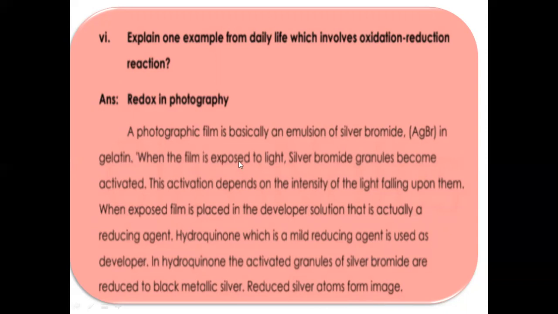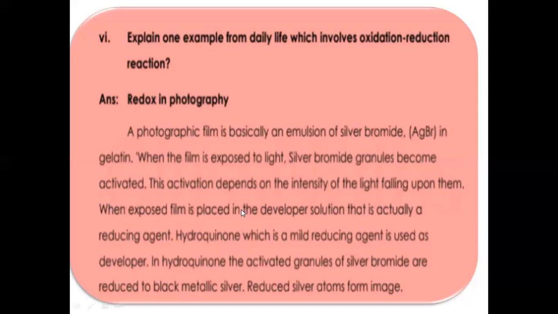When this film is exposed to light, when we put the film in a camera and press the button of the camera, what will happen? The silver bromide will come in contact with the light. So the silver bromide granules become activated due to the light. This activation depends on the intensity of the light falling upon them.